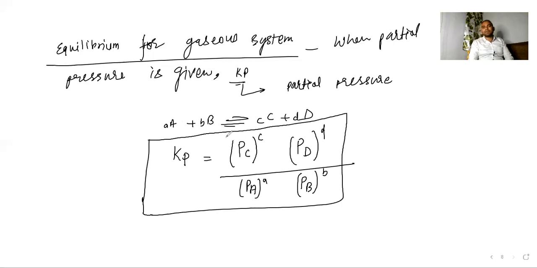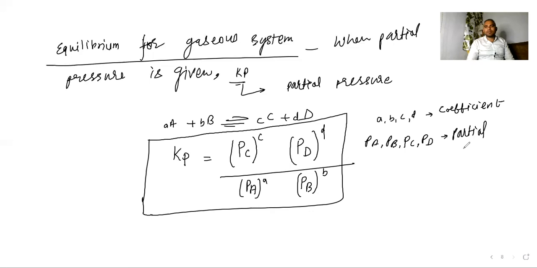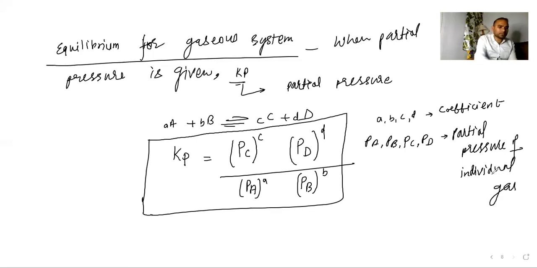When partial pressure is there, we have to write PC power c, PD power d. Here a, b, c, and d are the coefficients. And PA, PB, PC, PD are the partial pressures of each component, the partial pressure of the individual gas. Okay, is it okay?